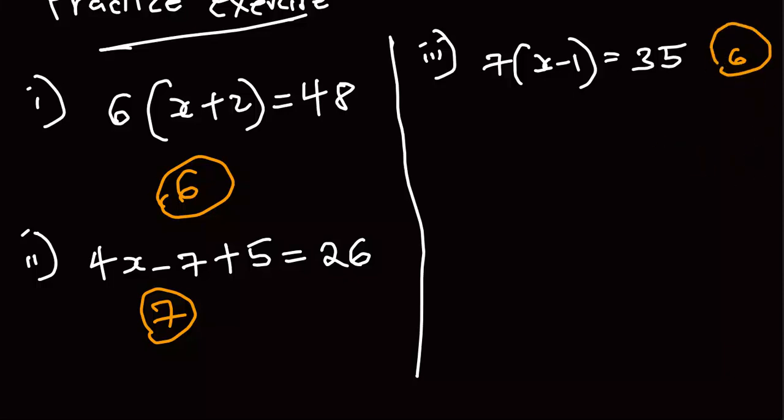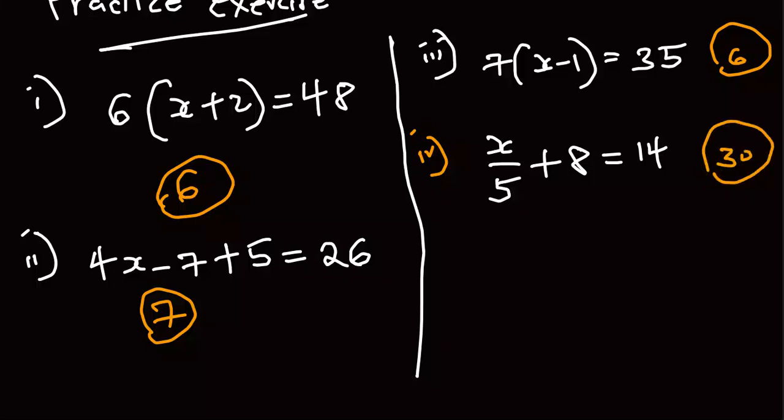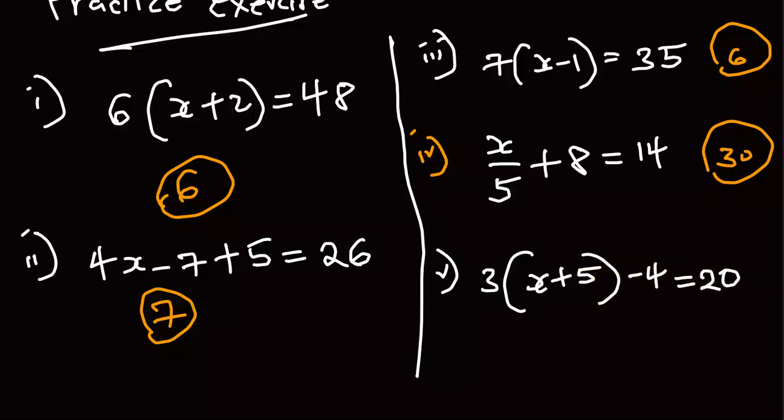You can try out this revision question. Let me add for you another. x all over 5 plus 8 is equals to 14. The answer should be 30. Then lastly, 3 into bracket x plus 5 minus 4 is equals to 20. And after solving this, you should get your answer as 3.